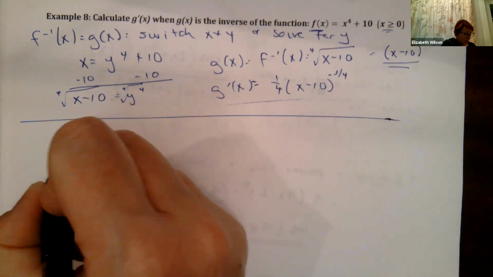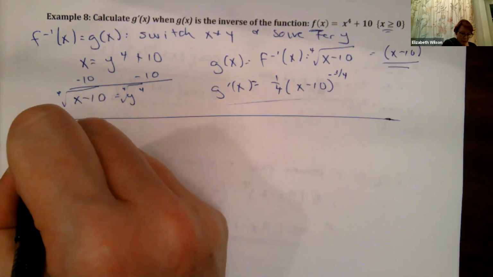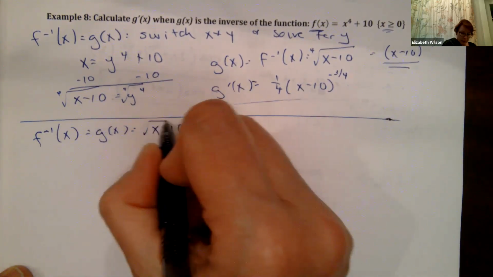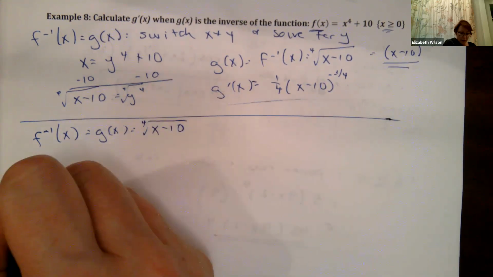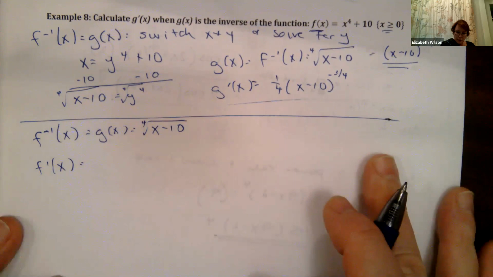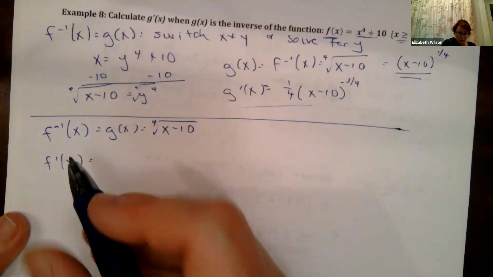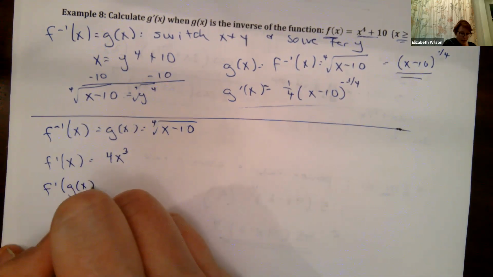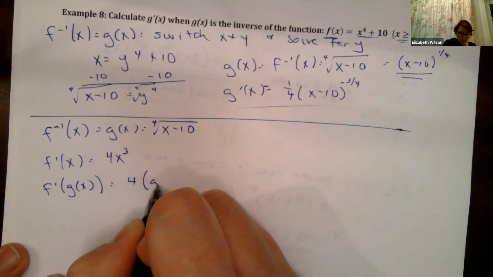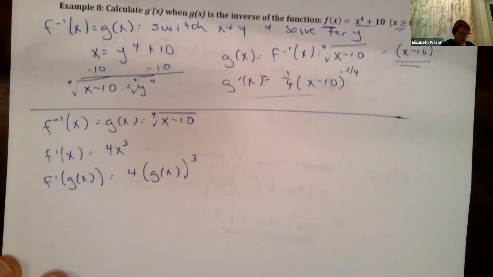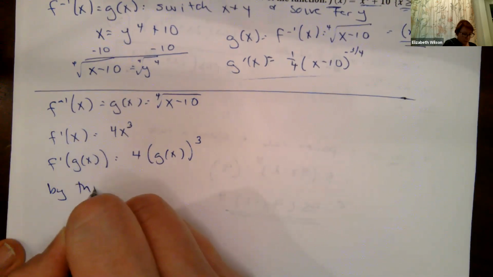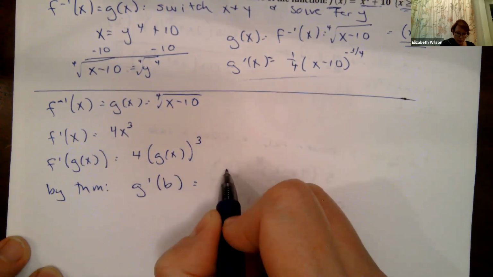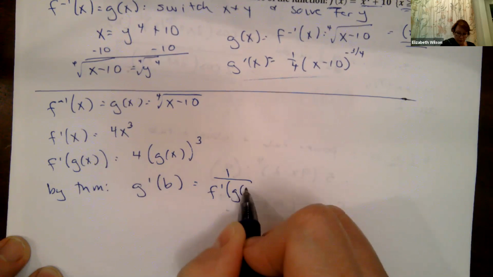Okay, so now we said we've got minus 1. Let me write it again. g of x equals x minus 10 to the 4th. Okay, so now the derivative of this function here is just going to be 4x cubed. My derivative evaluated at g of x is equal to 4 g of x cubed. Okay, so by our theorem, I can say g prime of b. I don't know what b is, I'm just using it as a variable. 1 over f prime of g of b.